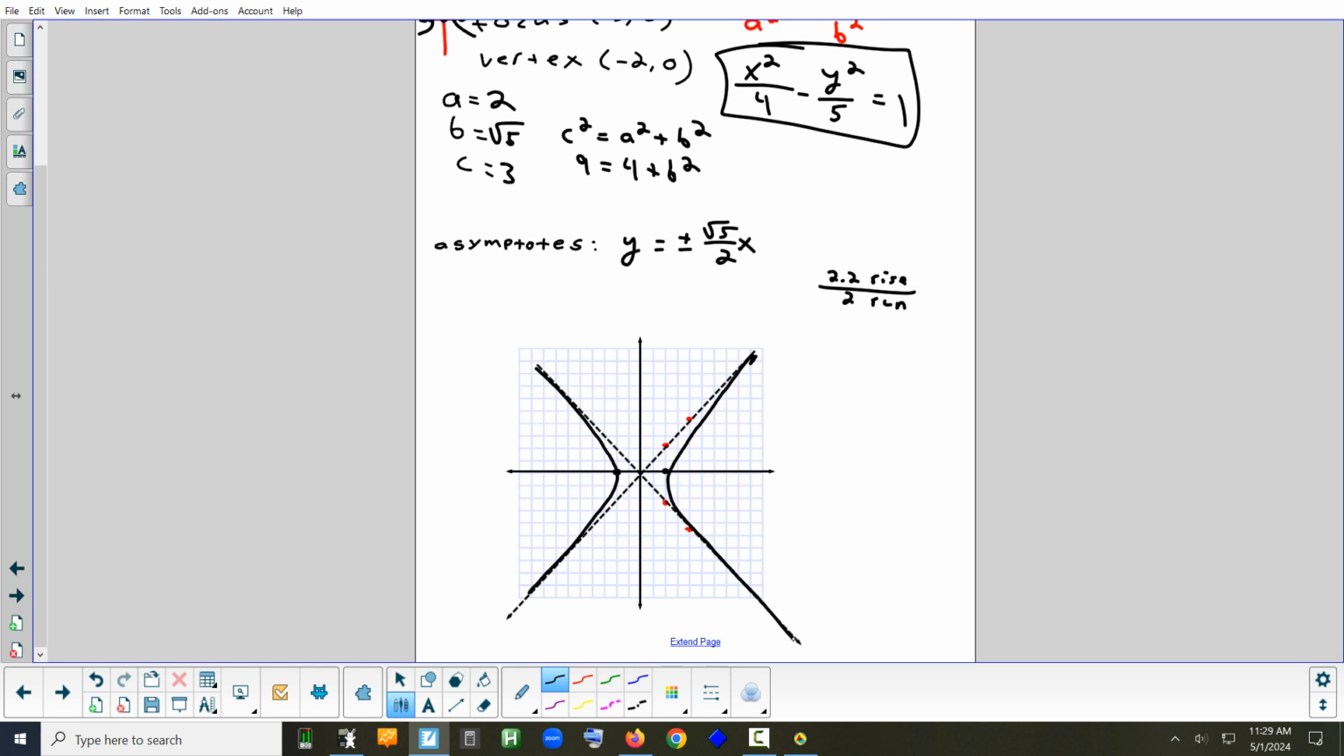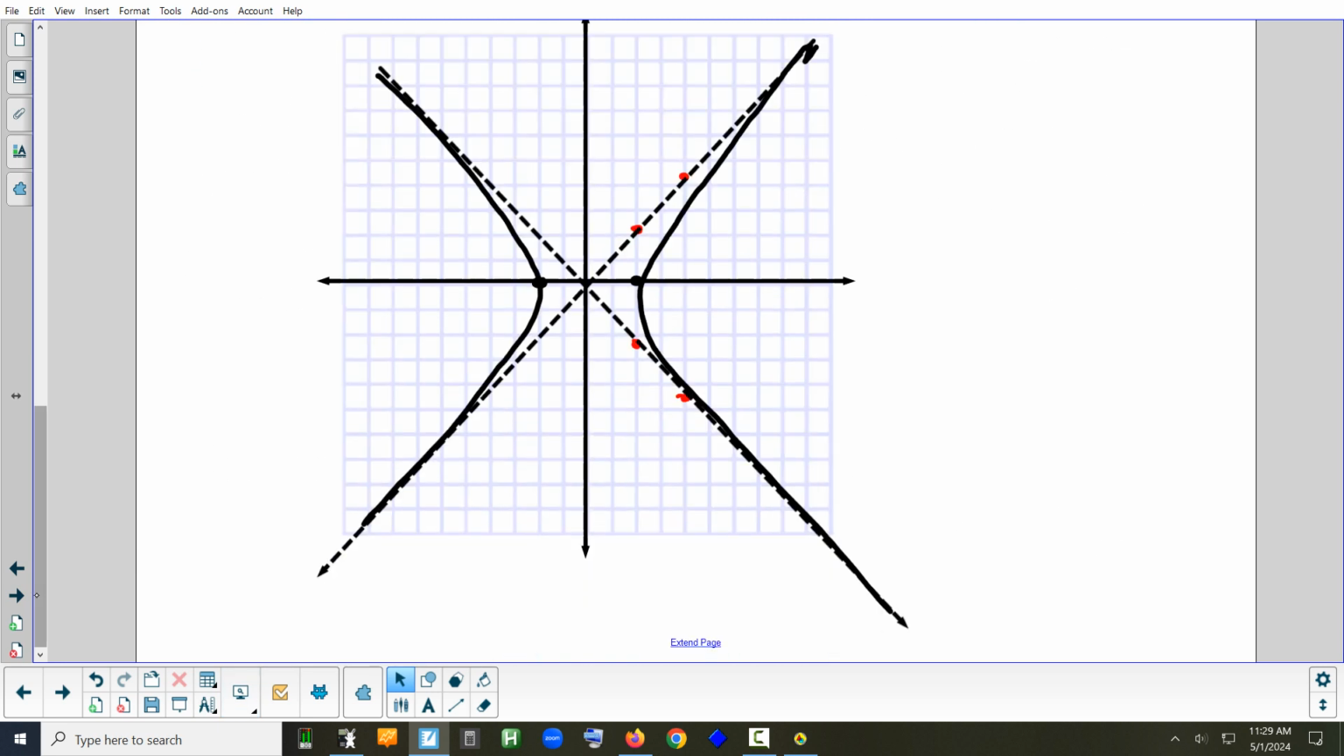I like that. I messed up that second one a little bit, but all right, there's your sketch.